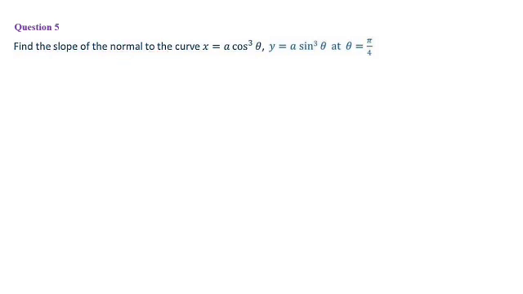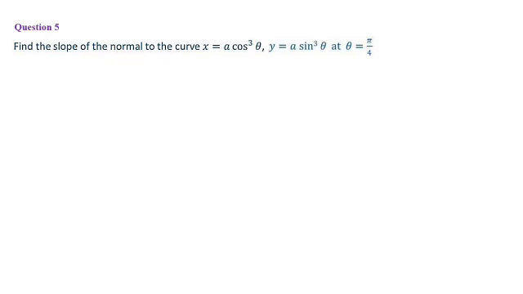If you know the slope of the tangent, we will be able to find out the slope of the normal, because the tangent and normal are perpendicular lines. The product of their slopes will be minus 1. By using that relation we can find the slope of the normal if you know the slope of the tangent. We know how to find the slope of the tangent. That we will do first.